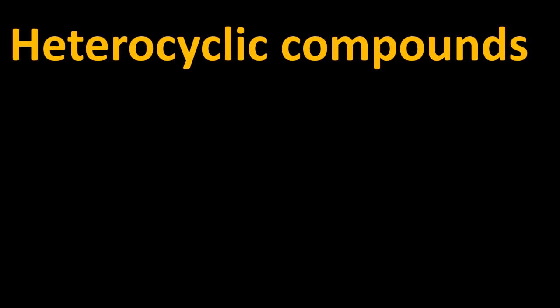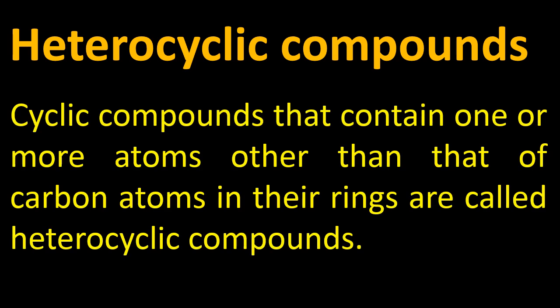Now move towards heterocyclic compounds. The word hetero represents different. So what is different here? In this case, cyclic compounds that contain one or more atoms other than carbon atoms in their rings are called heterocyclic compounds. The word cyclic represents a ring, and hetero represents something different from carbon. So let's study how.